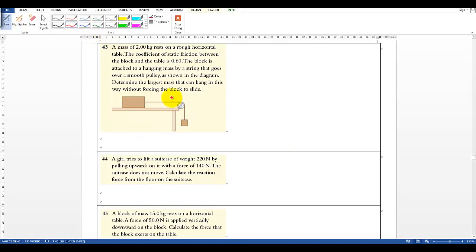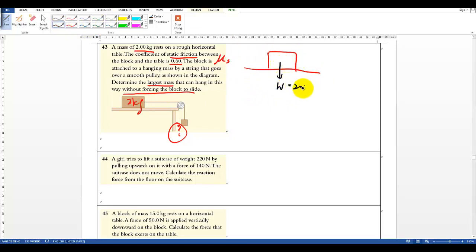Question 43. The setup is quite similar to the one that we did in the previous video, but this time a bit different is there is friction, and you know the coefficient of friction, and there's 2 kg resting on the table. So this is 2 kg, and this is unknown, and this is what you want to find out: the largest mass you can hang without forcing the block to slide. So think about this. When you try to draw the free-body diagram of the 2 kg block, you have these forces. So you have weight, which is equal to 20 Newton.